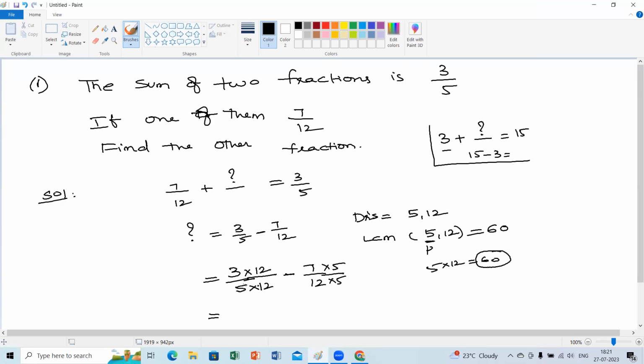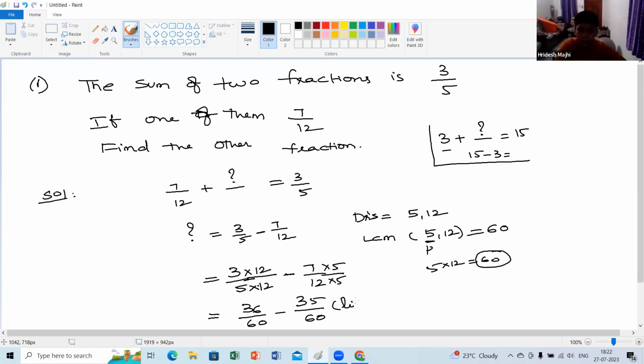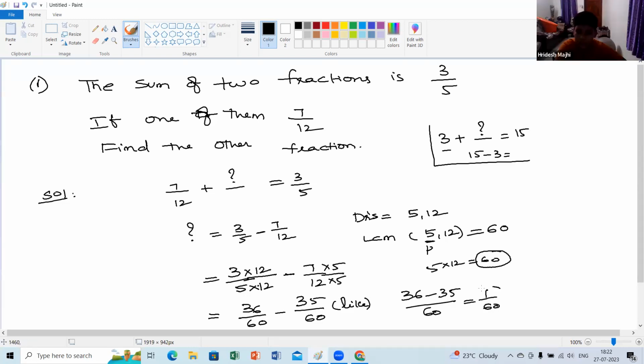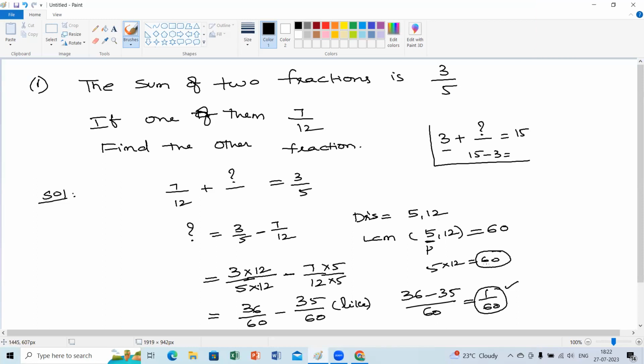What is the value of 3 into 12? 36. So 36 by 60. Here 7 fives are 35 by 60. Now these two are like fractions, so I can subtract the numerators and put the common denominator, which gives 1 by 60. Very good, children. Hope it is clear. Shall I give such questions to you? Yes, ma'am, of course. Come on, children, please make it fast because we have many sums to do.